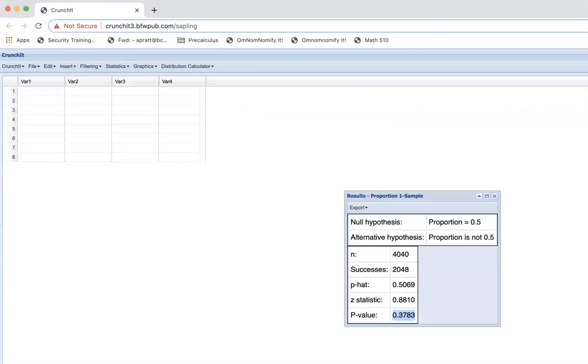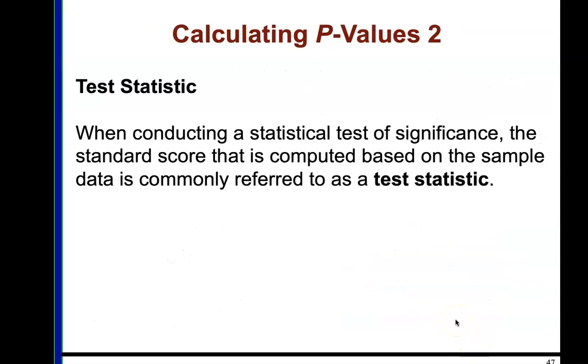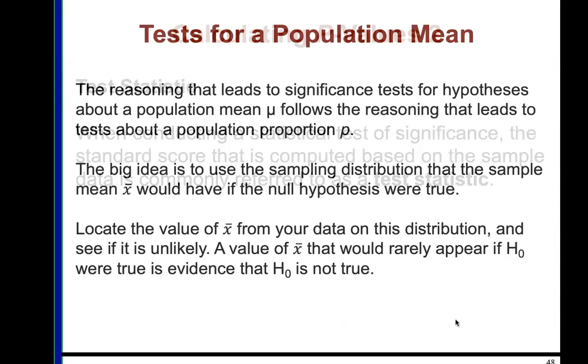And there's Crunch It. So the test statistic here is given as the Z statistic. If the question wants to know the test statistic, you would report it. So here, this means that 0.88 is the number of standard deviations away our observation is. And if we recall from previous sections, this is less than 1 standard deviation away from the mean, so we know that that's not a particularly unlikely thing for us to observe. And so that test statistic is that standard score that's being computed based on the sample data.